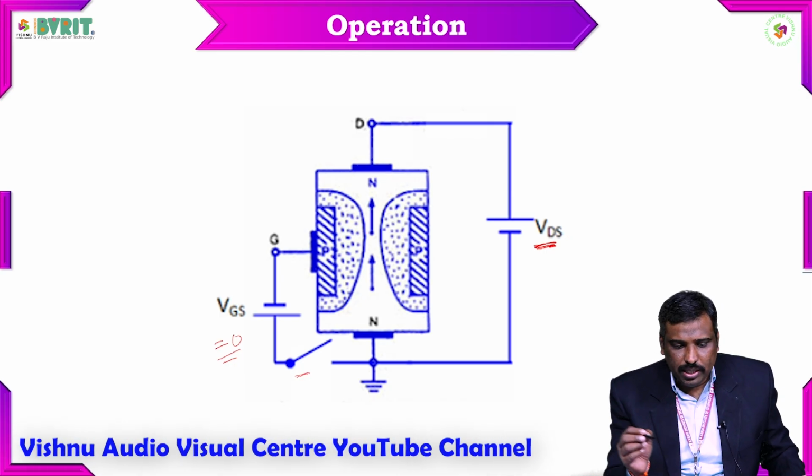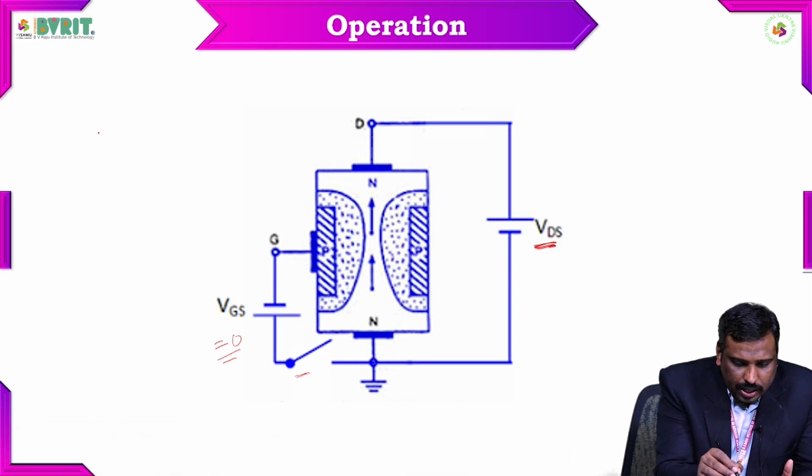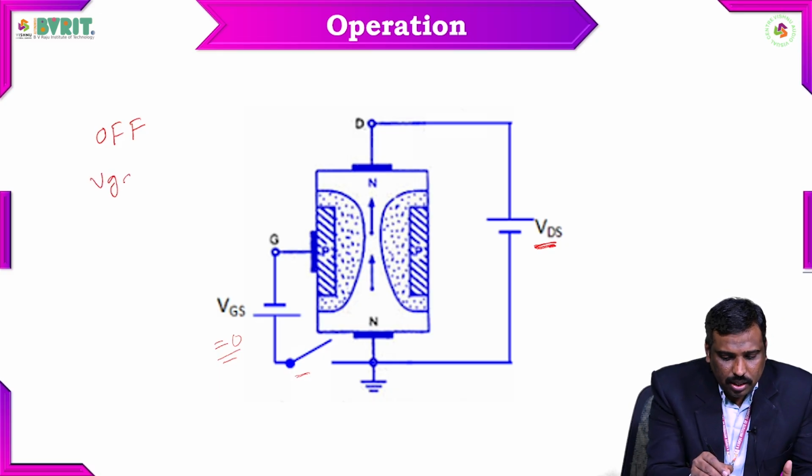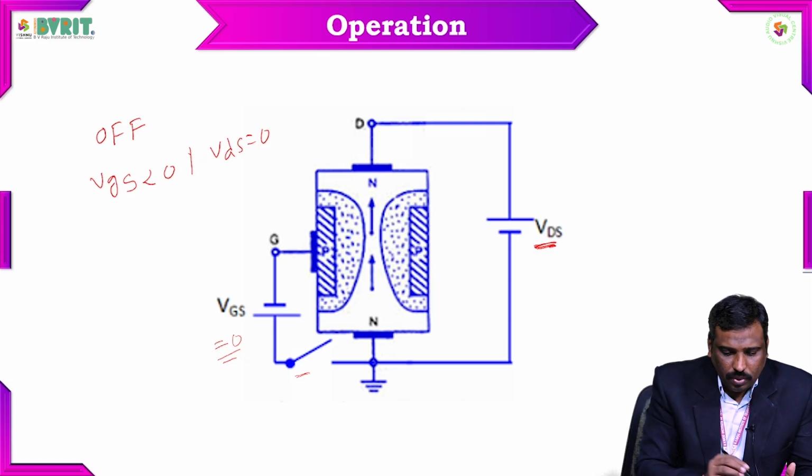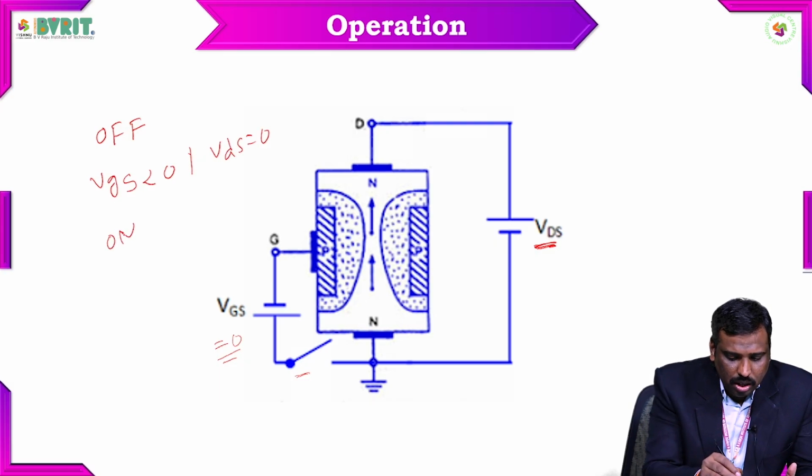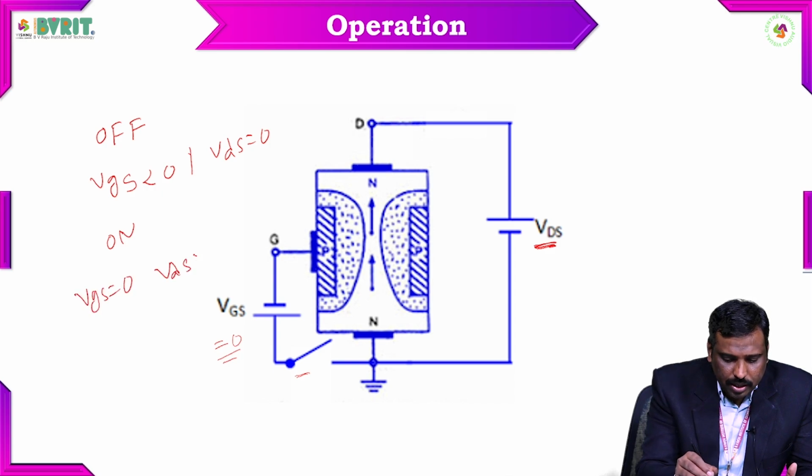So as of now, we discussed two points. The transistor is in the off state whenever VGS is less than 0 or VDS is equal to 0. The transistor is on whenever VGS is equal to 0 and VDS is greater than 0.